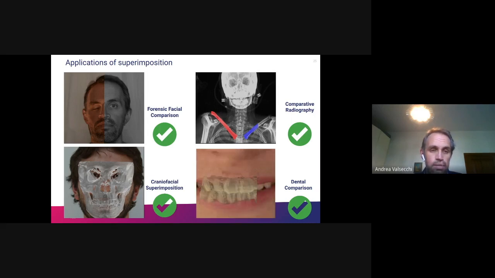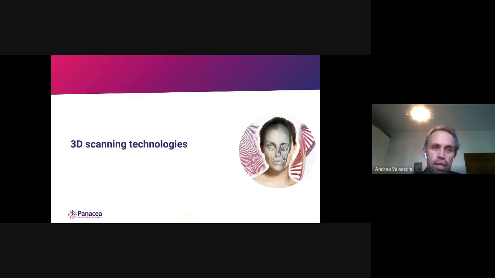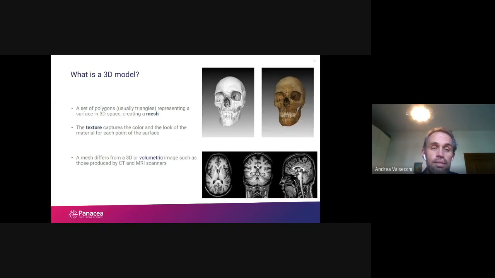Okay, so this is the first part of the talk. Now we are going to look at techniques to actually acquire 3D images. This is the same thing as saying 3D scanning technologies. First of all, a little overview of 3D models. What is a 3D image or 3D model?